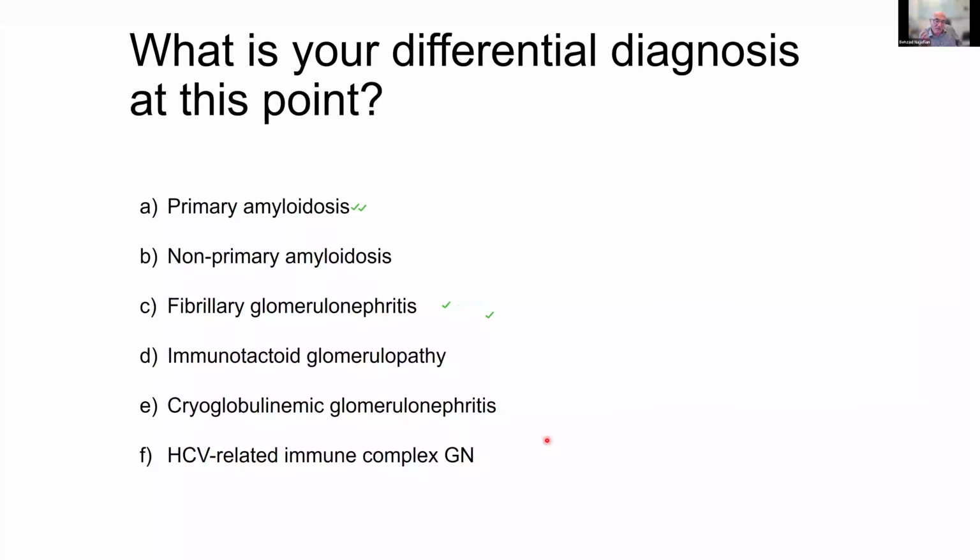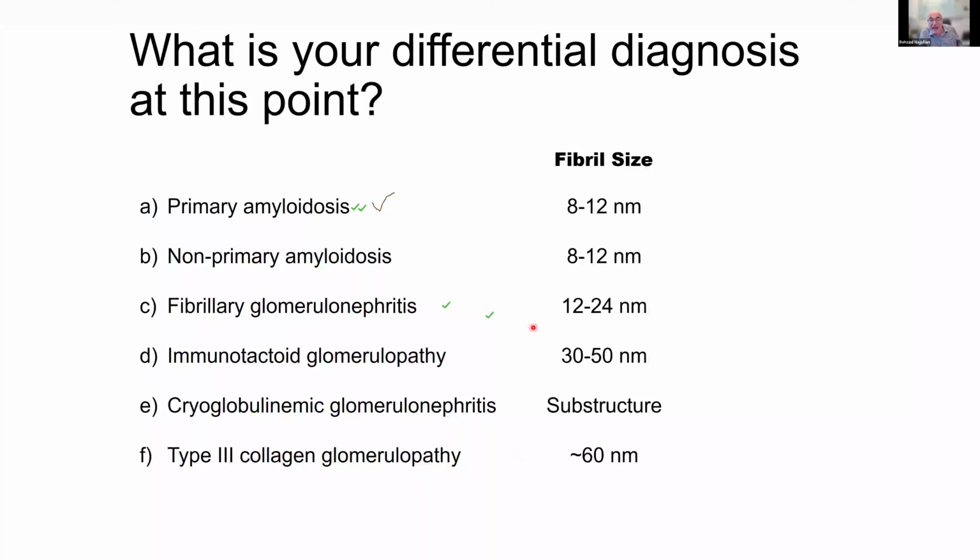They're reasonable because, we'll talk about the size actually. I wish to include one more that wasn't in the initial slide, and that was type 3 collagen glomerulopathy. All of those, except for cryo that has substructure, have fibrillary deposits of various sizes. So if we go by the fibril size, this is the common range for the fibril size. For the primary amyloid, 8 to 12 nanometer. Doesn't matter whether it's primary or non-primary. For amyloid, it's about 8 to 12.